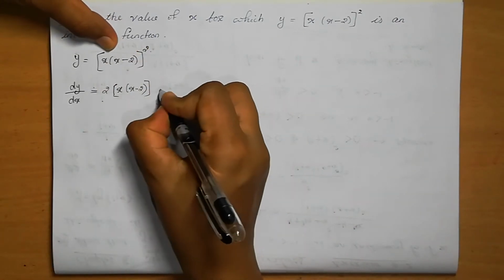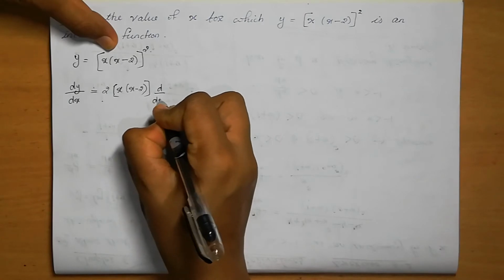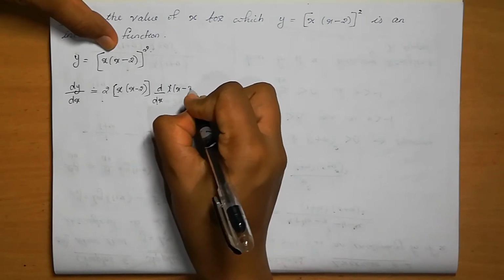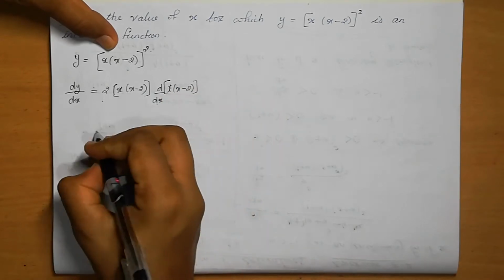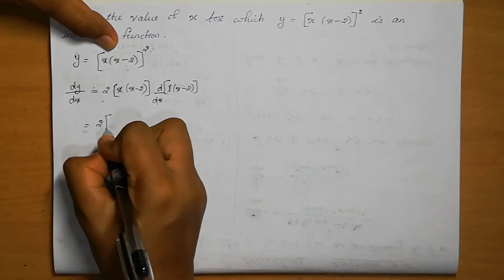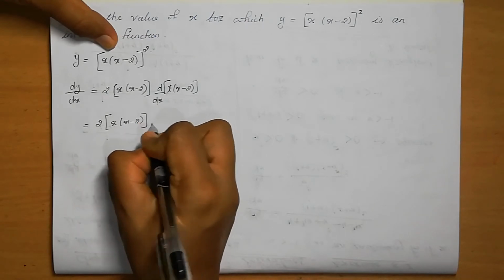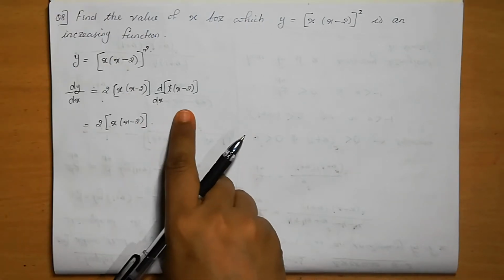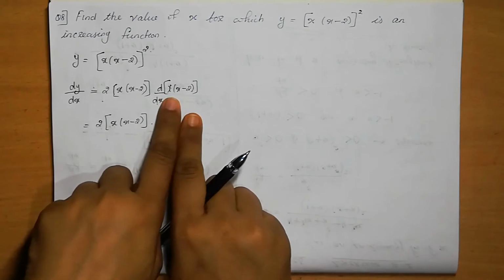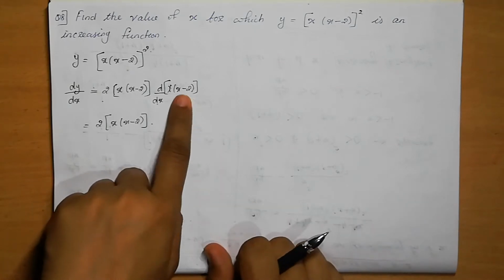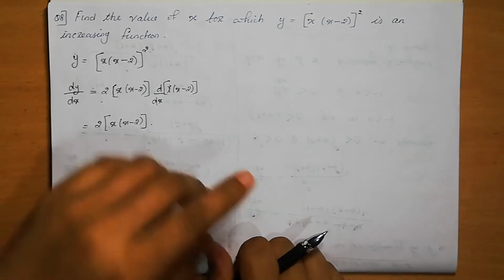This is x square is over. Next we need to write dy by dx of what is remaining? x into (x minus 2) is remaining. So 2 into, in bracket, x into (x minus 2), then derivative of this function. Derivative of x square is 2x, and derivative of 2x is 2 we can write.